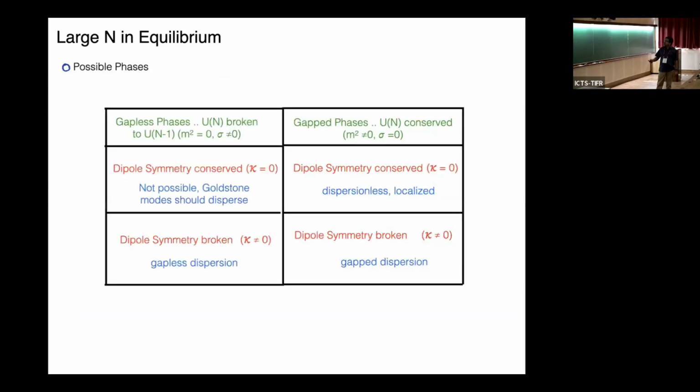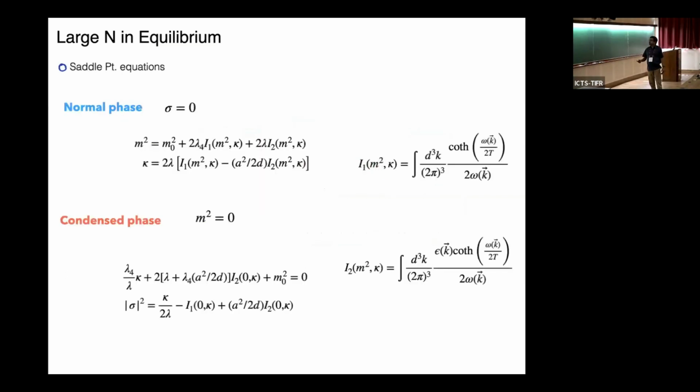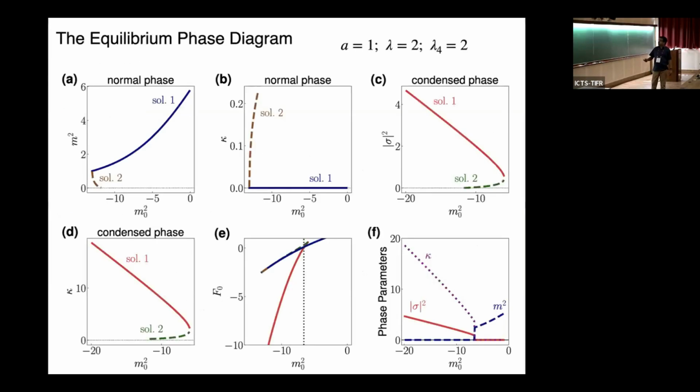Now, what are the possible phases? You can have gapped phases, where you are not condensed, and then you have two possible cases: either kappa is 0, where dipole symmetry is conserved, or kappa is non-zero, where dipole symmetry is not conserved. In the gapless case, kappa equal to 0 is not an option, because your Goldstone modes will immediately give you dispersion. So these are the three possible states you can get: a condensed phase with dipole symmetry broken, a gapped phase with dipole symmetry conserved, and a gapped phase with dipole symmetry broken. There are some saddle points and mean field theories you can do.